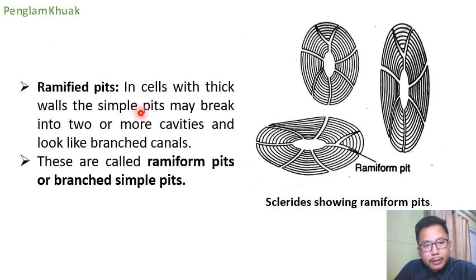Ramified pits. In cells with thick walls, where the cell wall is too thick, the simple pits may break into two or more cavities and look like branch canals. This type of pit, which contains many branch pits, is called a ramified or ramiform pit, and it is mostly present in the case of simple pits.